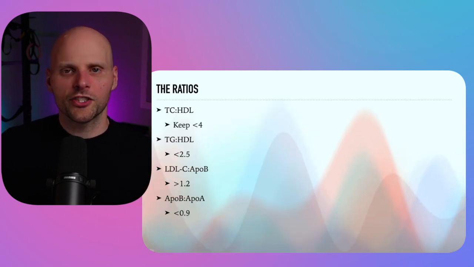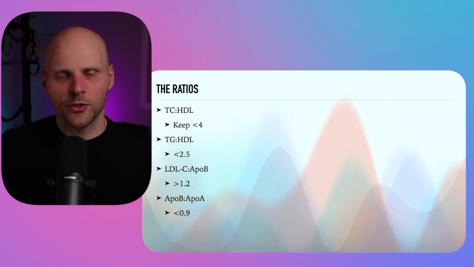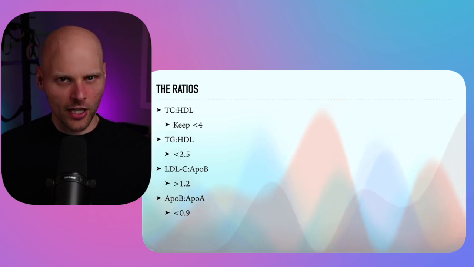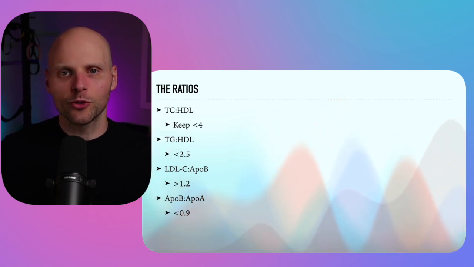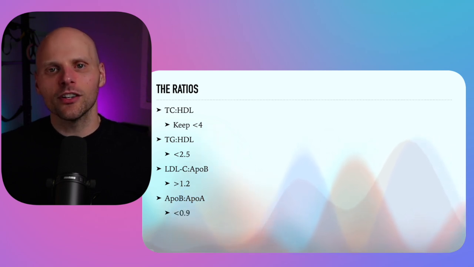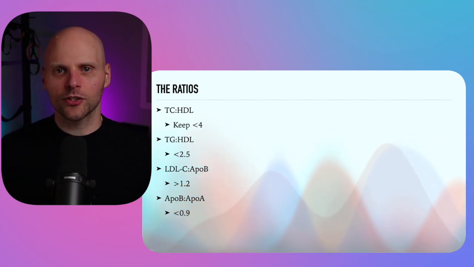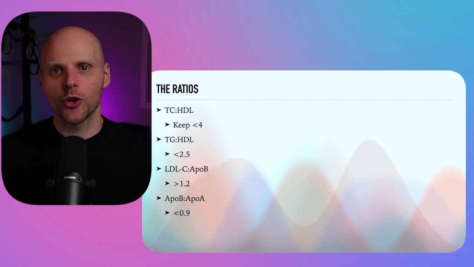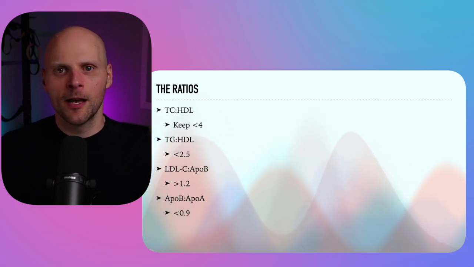All right, so now let's chat about what the ratios actually are. First we have the total cholesterol to HDL. This is calculated by dividing your total cholesterol by your HDL, unsurprisingly. And typically here, a higher total cholesterol to HDL ratio, so a higher TC to HDL ratio, is associated with increased risk of cardiovascular disease.